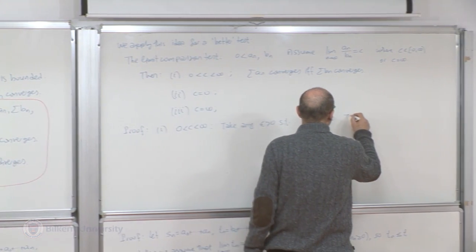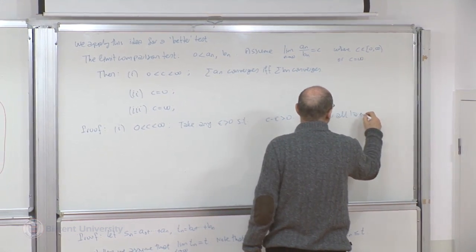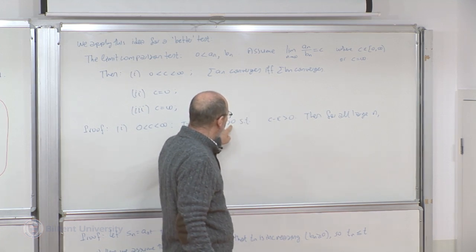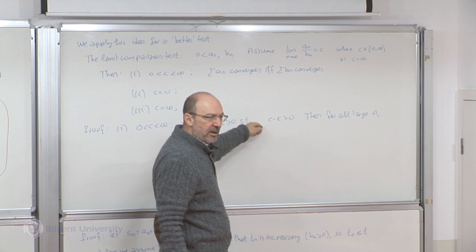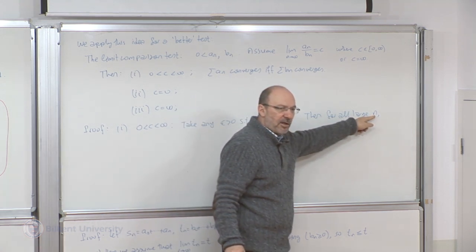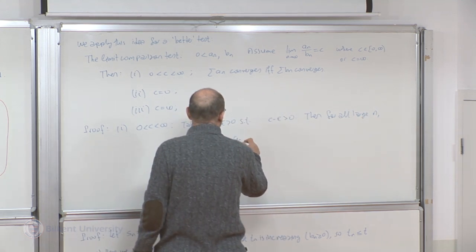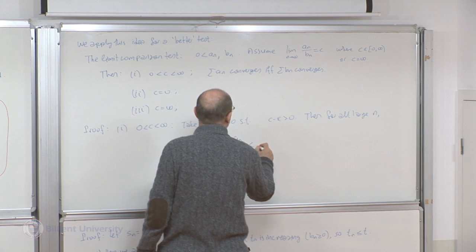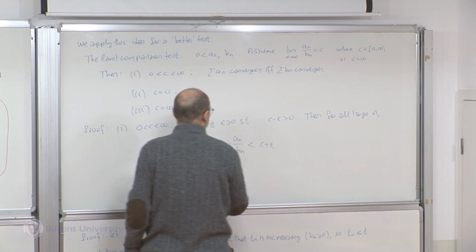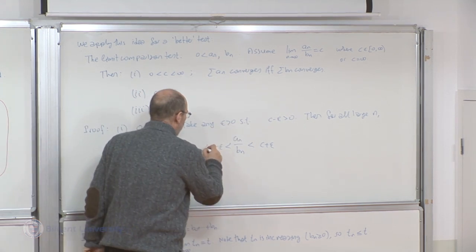Okay. Then, for all large n, in the definition of limit, it says that if you choose an epsilon, there exists an index n sub 0. So for all indices larger than or equal to n sub 0, we have this: An over Bn is less than C plus epsilon and larger than C minus epsilon. And here we wanted to make sure that this is positive.